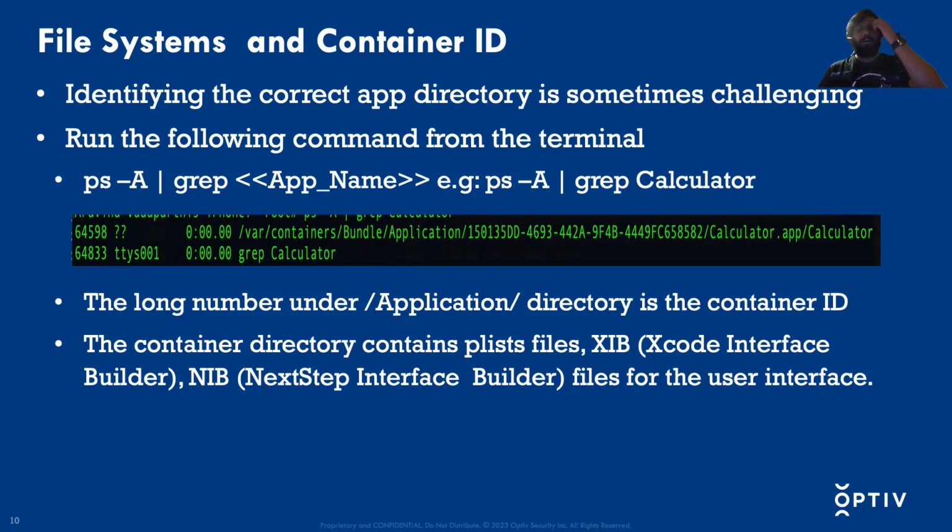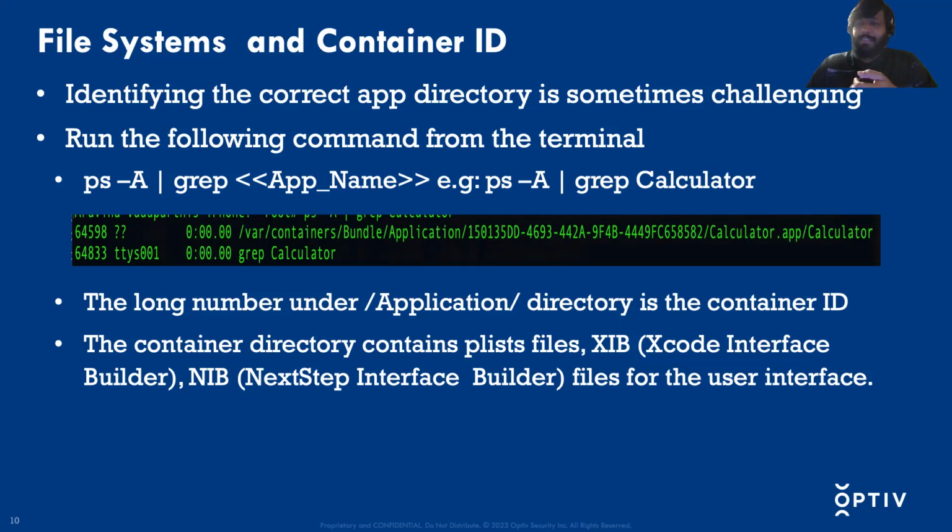So, for instance, in my example, I have used a calculator app. I wanted to find the bundle directory for the calculator app, where exactly the calculator app is running from. So I ran the calculator app, connected my phone with a laptop, and then ran the command from my phone. And I found the container directory. You can see that the big number after slash application slash is the container ID. And then after that there is a directory called calculator.app. As we mentioned earlier, every single app is installed in a specific app directory.